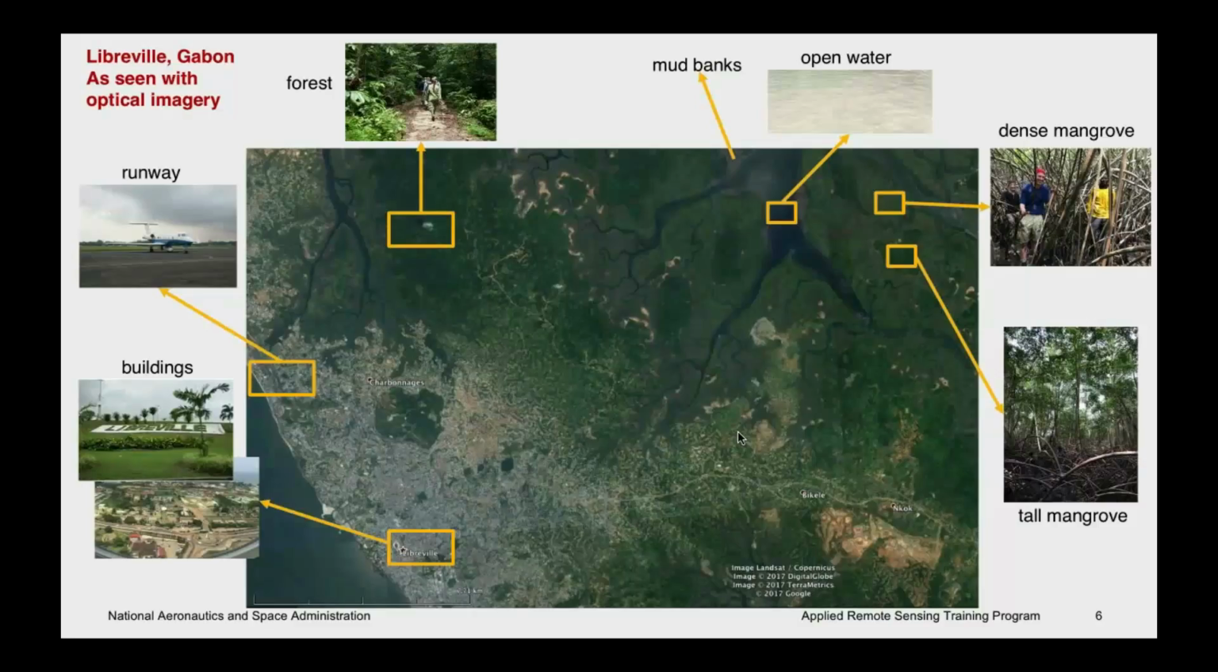So why polarimetry? So here is one image of an area that our group was studying last year. It's Libreville in Gabon. And we can see here several land cover types. We have a forest, we have mud banks, open water, and different types of vegetation. Mangroves that are dense, more tall mangroves. We have a dry forest. We have urban areas, the city of Libreville itself. And we have exposed ground. The airport is a very good example of that. So the question here is, how can we use SAR to complement optical data and resolve some land cover types that cannot be mapped with reflectance data alone?